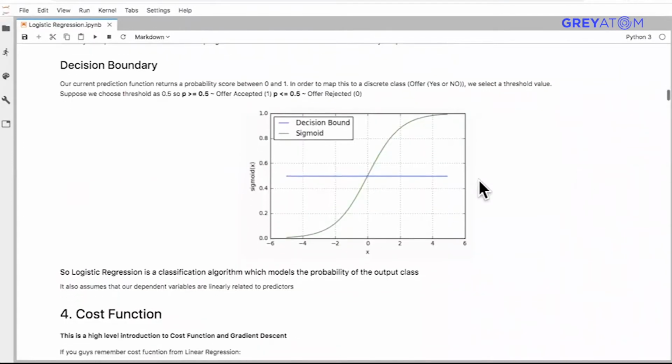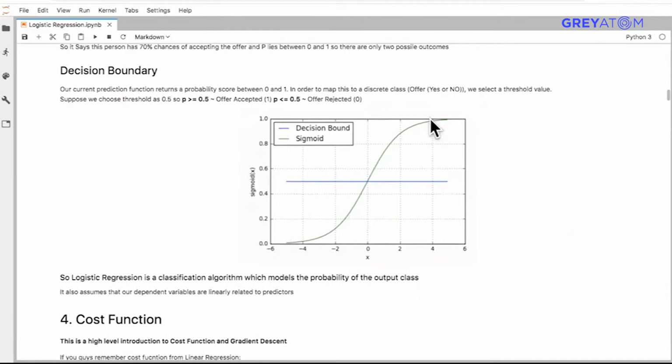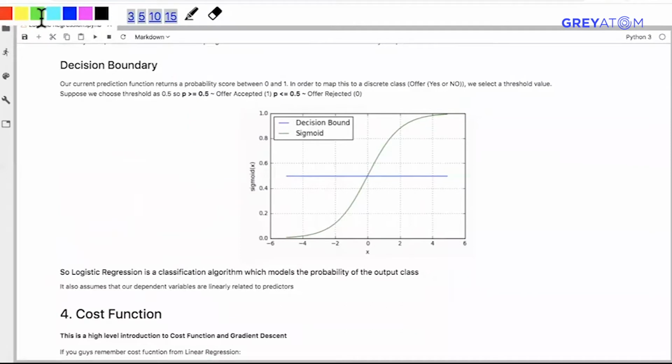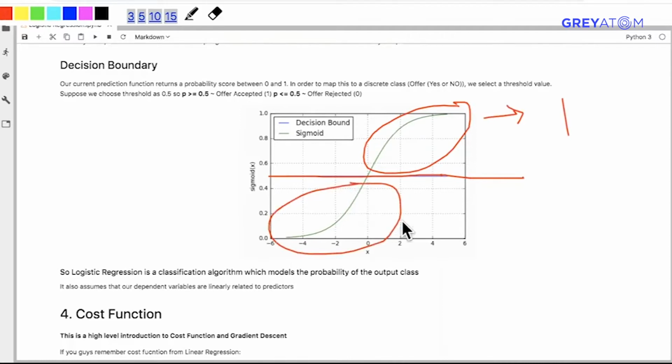Looking at this graph, if this is my function, and I select my boundary here at 0.5, then this part above 0.5 would be class 1, and all the probabilities that lie here would be class 0. So we are using this threshold to decide whether we are 0 or 1.